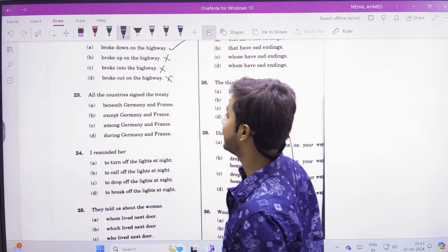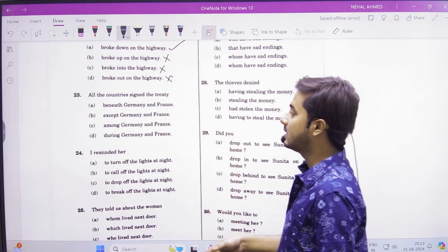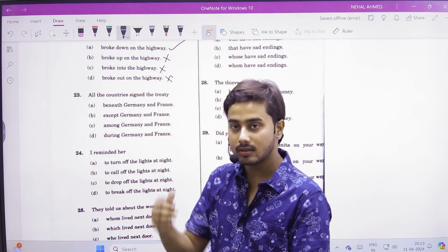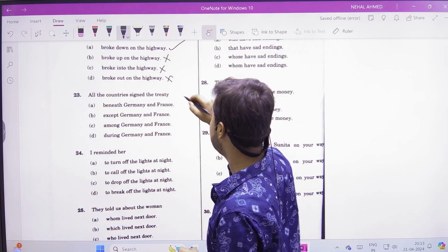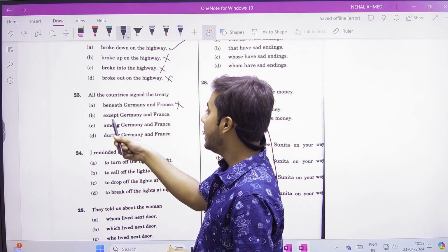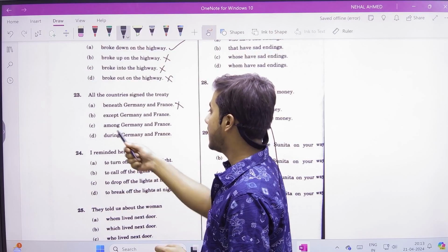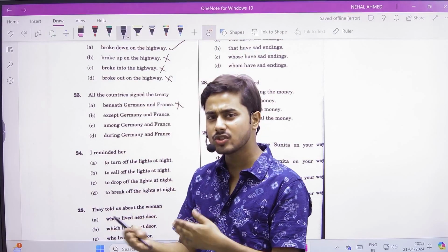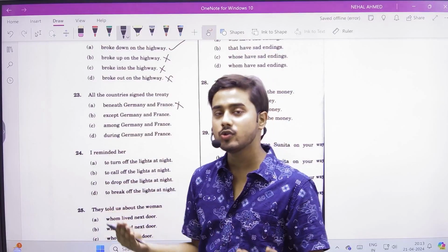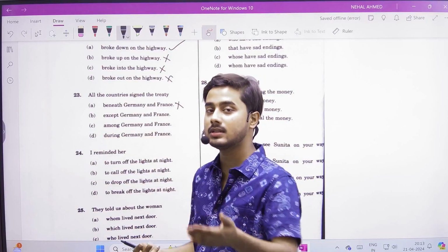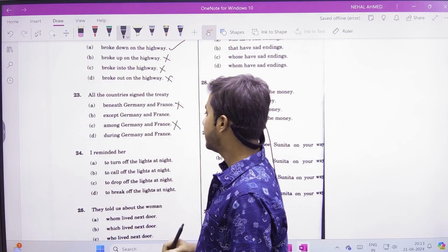All the countries signed the treaty beneath Germany and France. So beneath, being down beneath someone does not really make sense. So this is not right. Except Germany and France, among Germany and France. So among Germany and France. So if there were only Germany and France in the option, then how do we have the option of having anyone else included in there as well? So this is not correct.